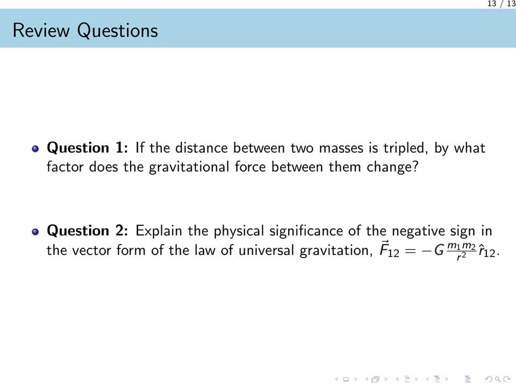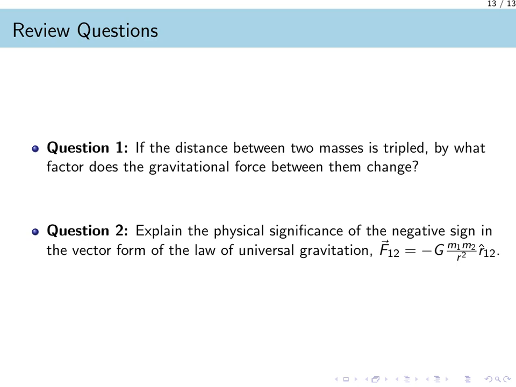This question asks us to explain the meaning of the negative sign in the vector equation for gravitational force. This sign is fundamentally important because it tells us about the nature of the force itself. To understand it, let us break down the vector components in the equations. The term r hat 1,2 is what we call a unit vector. By convention, it is defined to point along the line from mass 1 toward mass 2. The vector F12 represents the force that mass 1 exerts on mass 2.